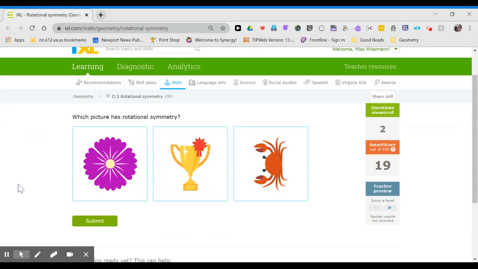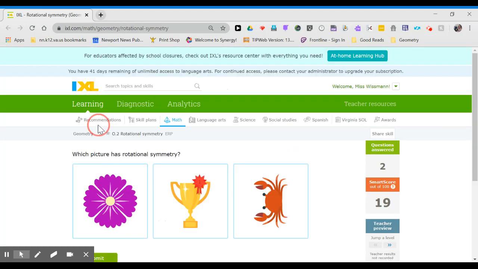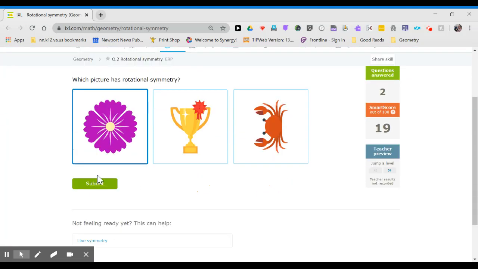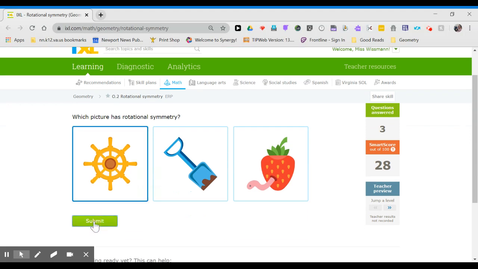Now, you could get questions like this and pick which one of them has rotational symmetry. This one has line symmetry, which we talked about in our video for O1, but this one I can actually rotate between the petals and get rotational symmetry. It helps if you actually click the answer. Which one has rotational symmetry?